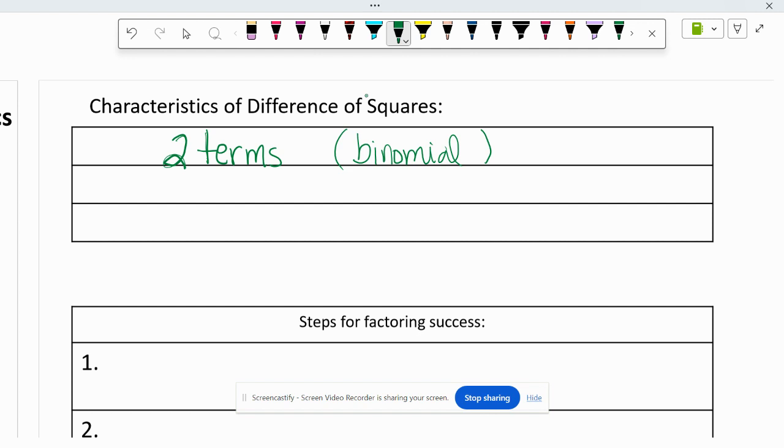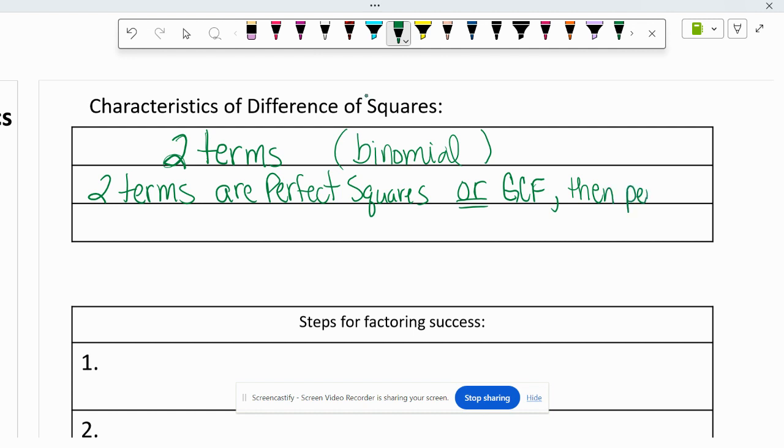Okay. What else are we looking for? What do those two terms look like? Those two terms are, what do we call those? Perfect squares, or they have a GCF and then perfect squares, right? We can take out a GCF and then we have perfect squares.